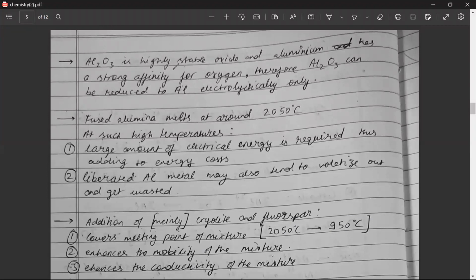Al2O3 is a highly stable oxide, and aluminium has a strong affinity for oxygen. So you have some compounds which have a special dislike for each other, and you can separate them very easily, but in the case of Al2O3 they have a very strong affinity for each other, so it's very, very difficult to separate them. Therefore Al2O3 can be reduced to Al electrolytically only.